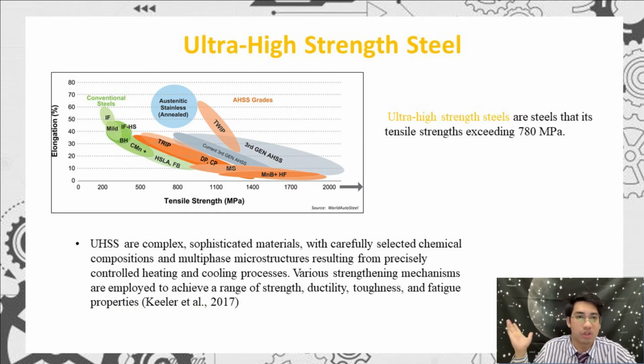Ultra high strength steel, UHSS. UHSS are steels with a tensile strength exceeding 780 megapascal. We can see at the aeroplane light graph over there, DP, dual phase, CP, complex phase, MS, and all the orange ones there, which exceed 780 megapascal tensile strength, are UHSS. UHSS is a carefully crafted metal. Various strengthening mechanisms are employed to achieve a range of strength, ductility, toughness, and fatigue properties.